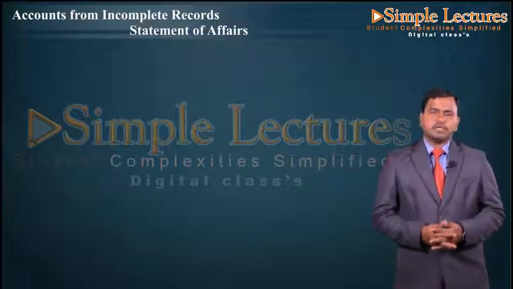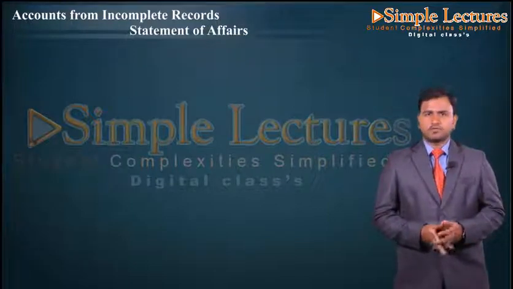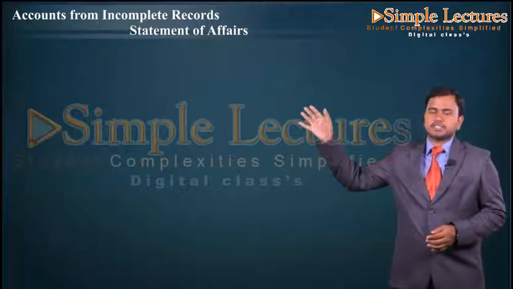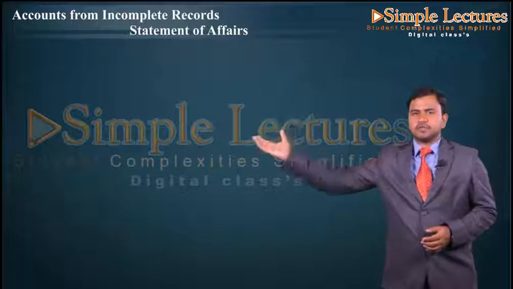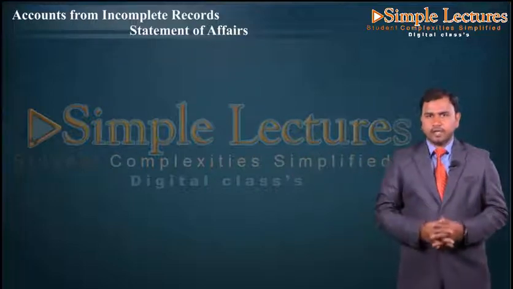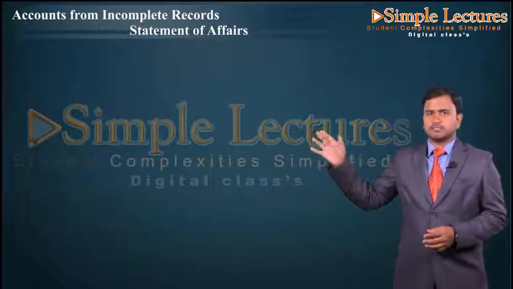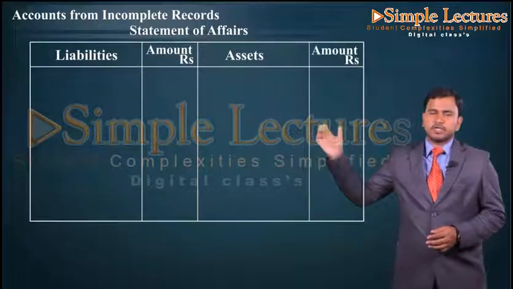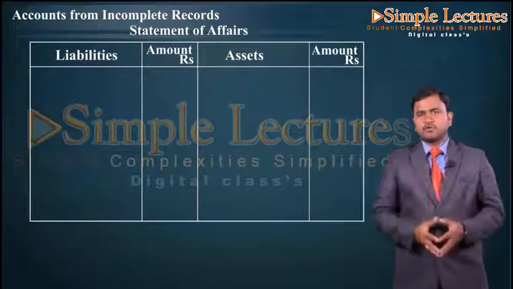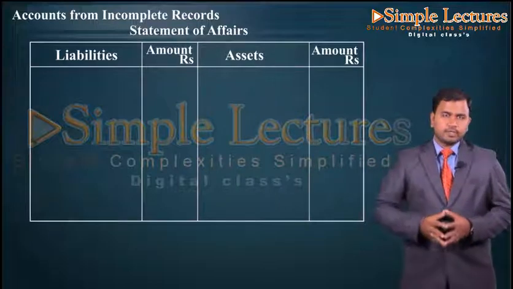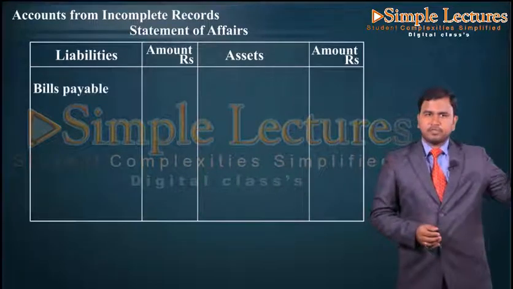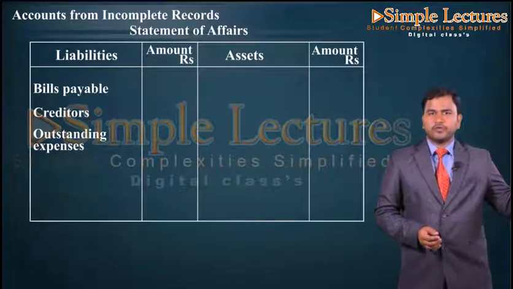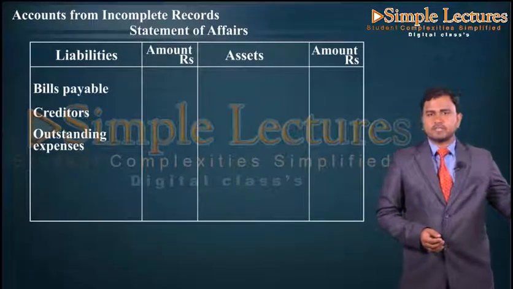Now let us have a look at the format of statement of affairs. So here is the format. The title will be statement of affairs, as at the beginning or as at the end, and the format will be the same as the balance sheet: liabilities, amount, assets, amount. When coming to the liabilities, we already know what liabilities we will have, like bills payable, creditors, outstanding expenses, and the difference that we get will be termed as capital.